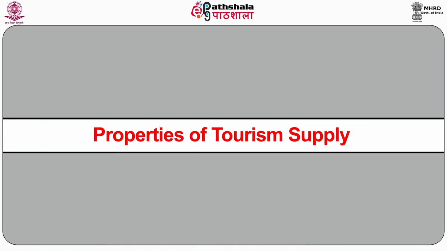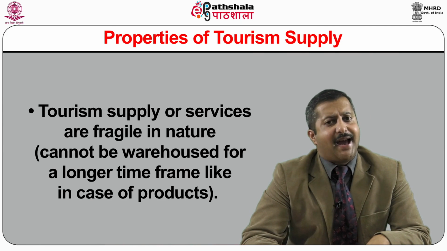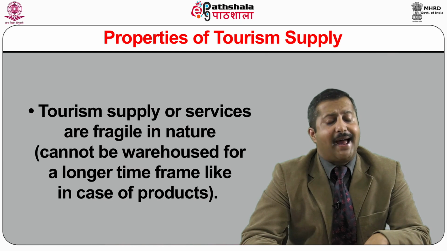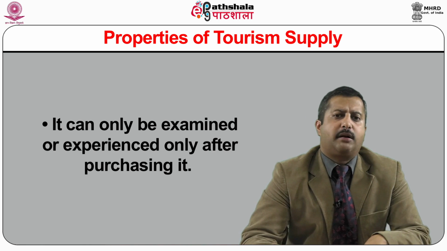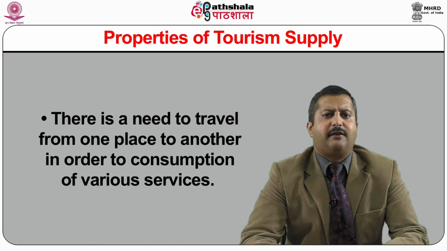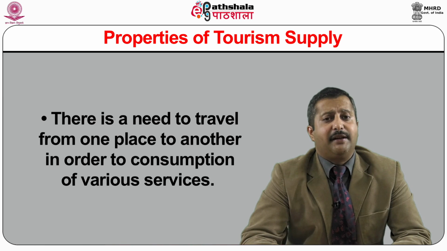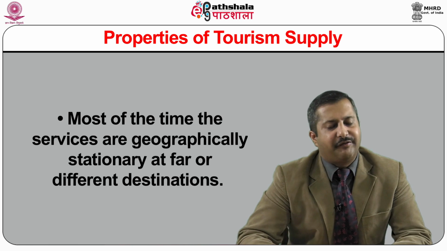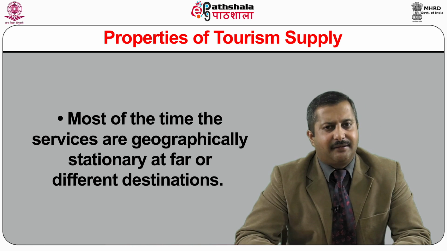Properties of tourism supply. Tourism supply or services are fragile in nature and cannot be warehoused for a longer time frame like in the case of products. They can only be examined or experienced after purchasing them. There is a need to travel from one place to another in order to consume the various services. Most of the time, the services are geographically stationary at far or different destinations.